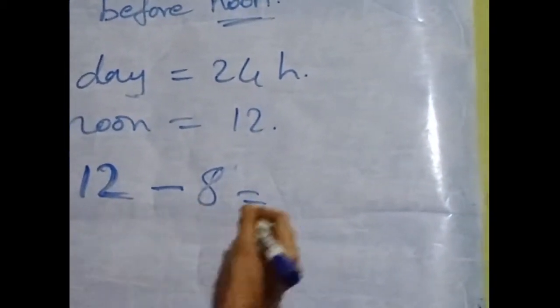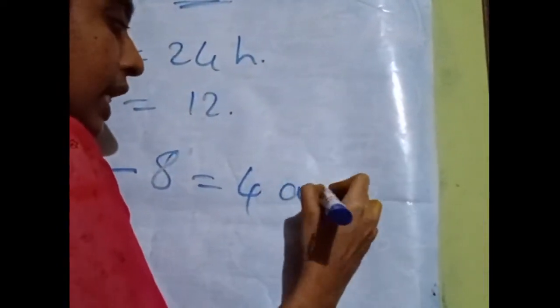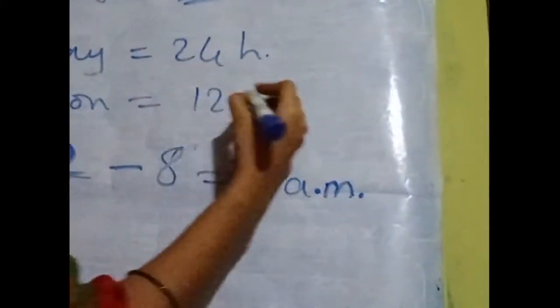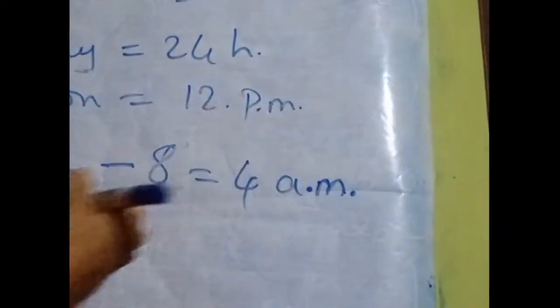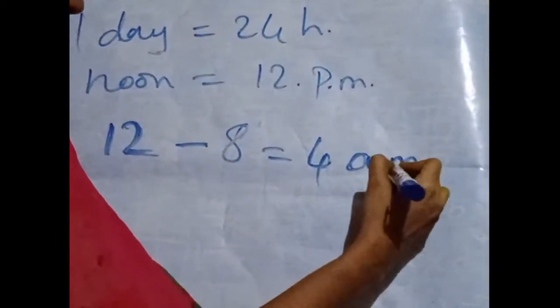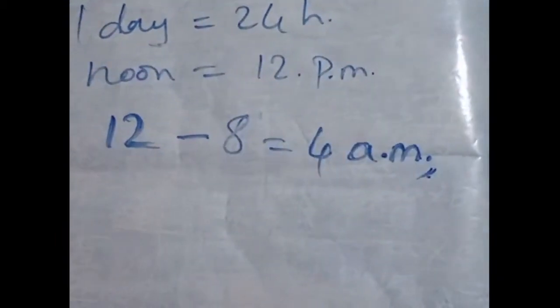12 minus 8 is 4. The time is 4 a.m., because noon is 12 p.m. Before means 4 a.m. This is the answer.